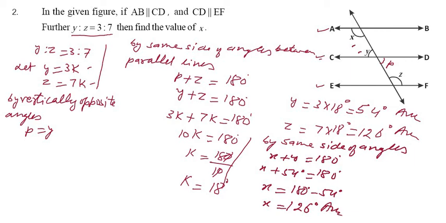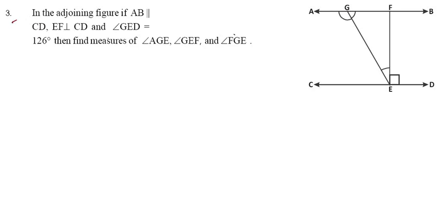So let us do the next question. That is the third question. In the adjoining figure, AB is parallel to CD, both are parallel. And EF is perpendicular, so this angle is 90 degrees. And the angle GED, where you can see G, E and D, this angle GED is given as 126 degrees.